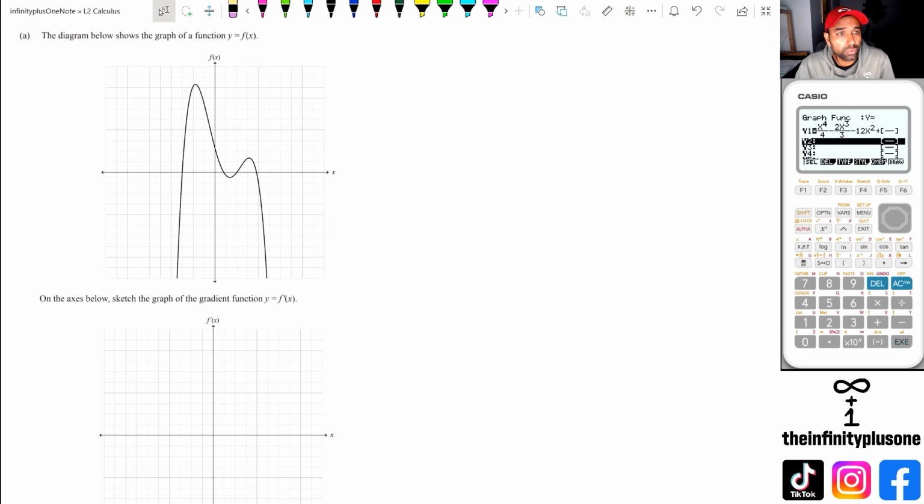Alright, so question 2, what we've got is a graph of the derivative function. Now if you look at this, it looks like an upside down x to the power of 4 graph. So I'm going to write that there, minus x to the power of 4. That means when you differentiate this, you're going to get minus 4x cubed, roughly. That means the shape that you're going to be looking at is a cubic that looks like this.